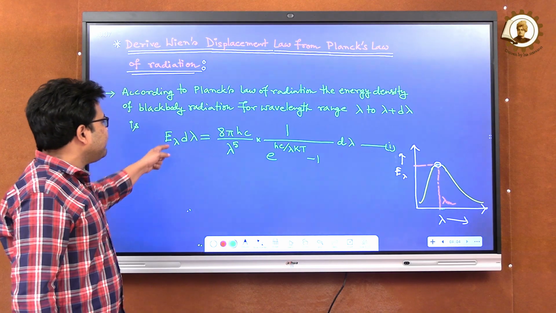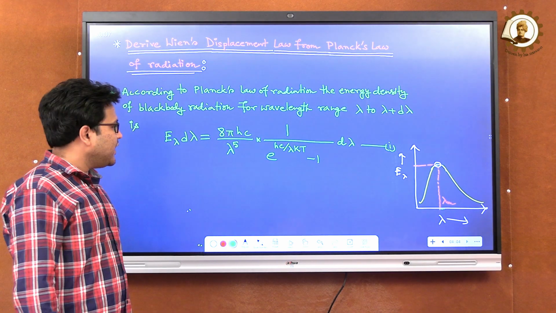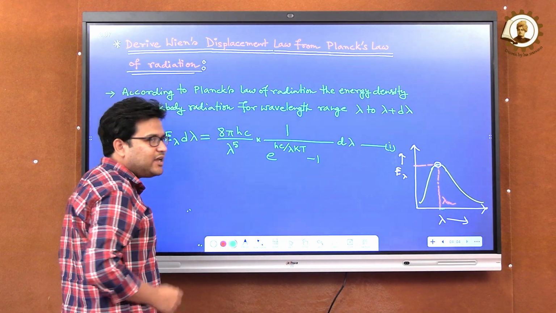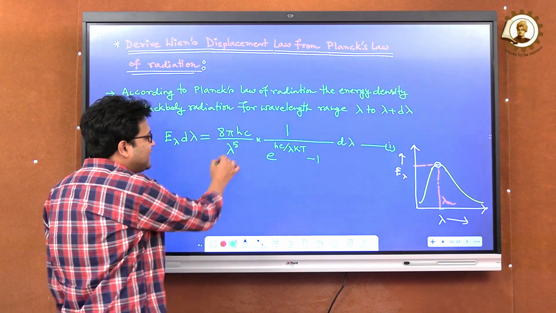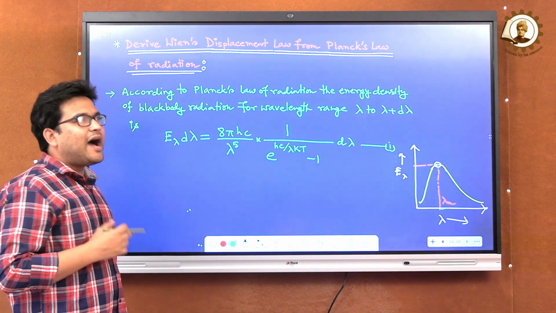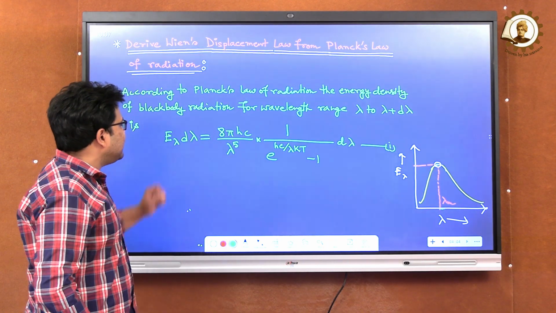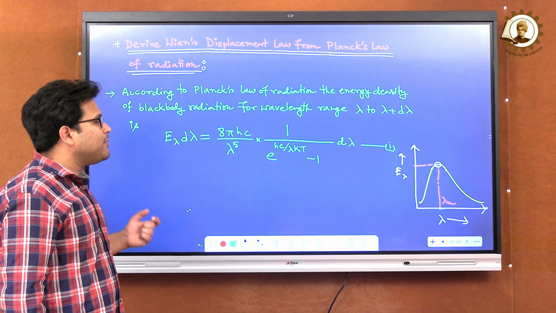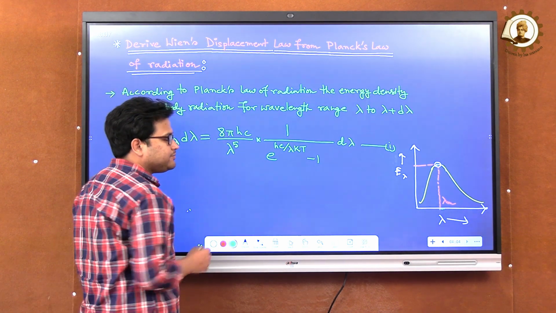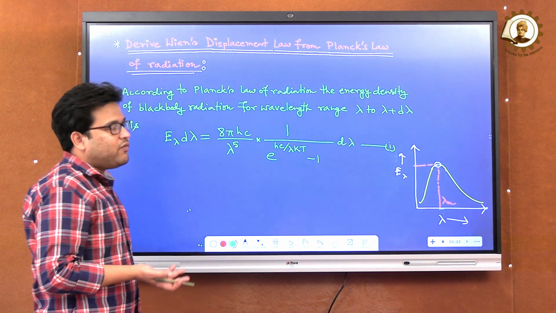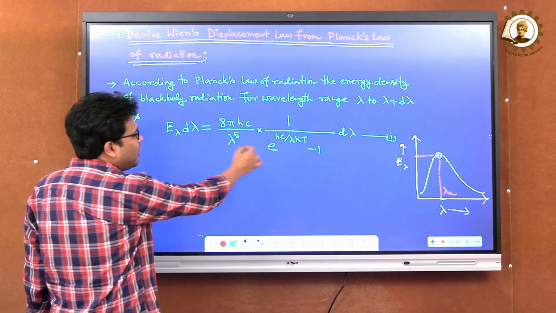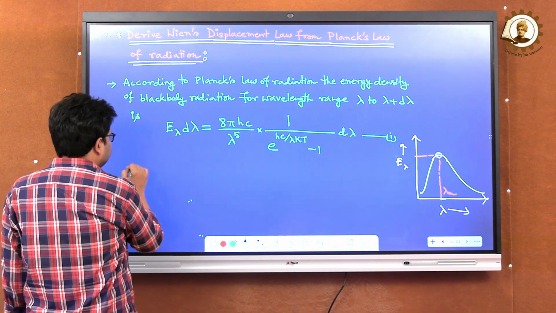Now on the left hand side we have the energy density, and on the right hand side in the numerator we have 8 pi hc, and in the denominator we have lambda to the power 5 into e to the power hc by lambda kT minus 1. So how can one maximize the left hand side, that means maximize the energy density? If we minimize the denominator, it is quite obvious. So therefore I am writing the denominator as z.